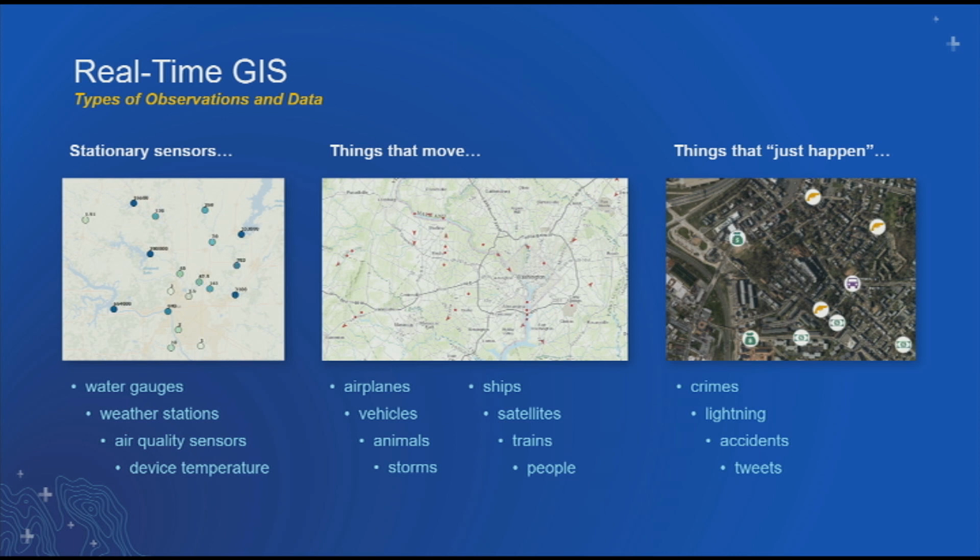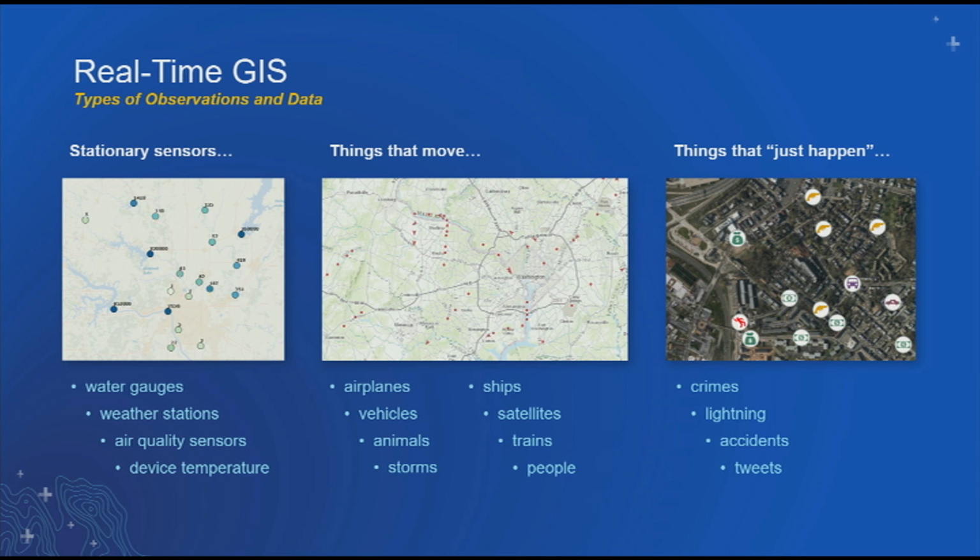So the first category is on the right-hand side. There are things that happen. So these are things like lightning, accidents. They have a space and they have a time, but you can't really predict where they're going to be. The second type of real-time data would be things that move. These are the typical ones that we're used to seeing. So vehicles, storms, trains, people, ships, assets of various natures.